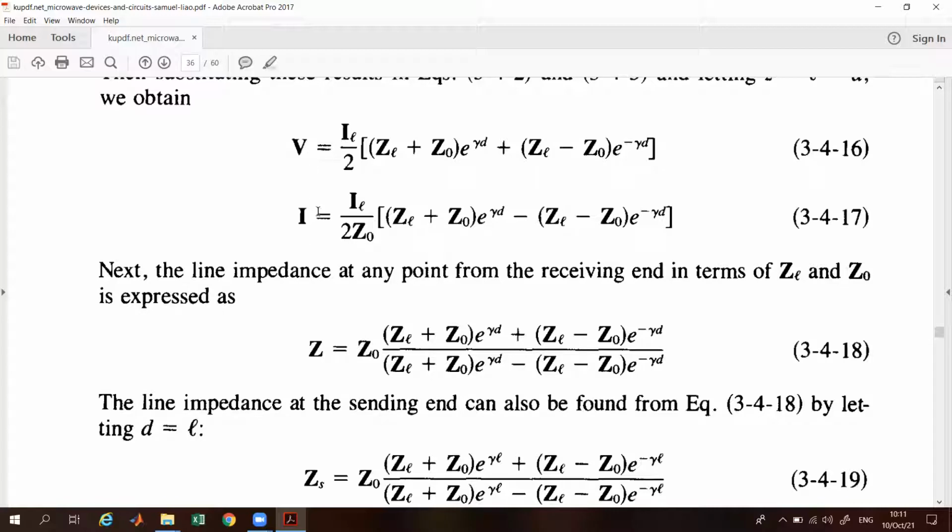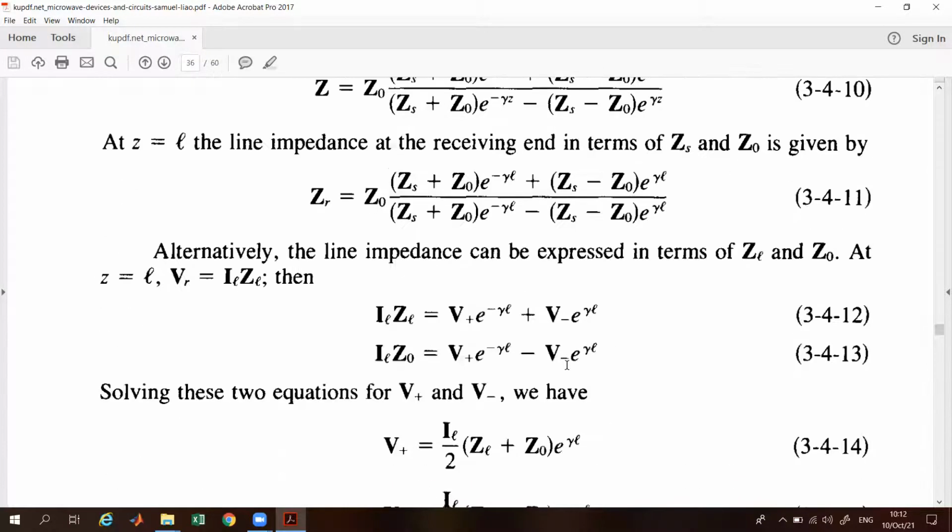Now, if you find Z now, it will be V divided by I. So it will be Z naught, ZL plus Z naught e raised to the power gamma D plus ZL minus Z naught e raised to the power minus gamma D. And in the denominator, there will be a minus sign here.